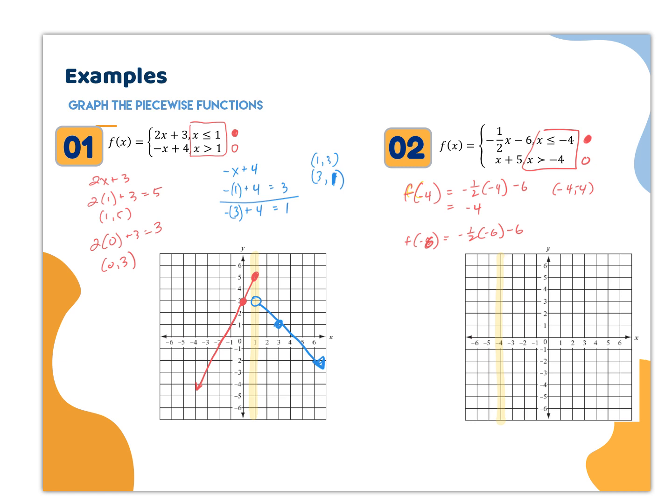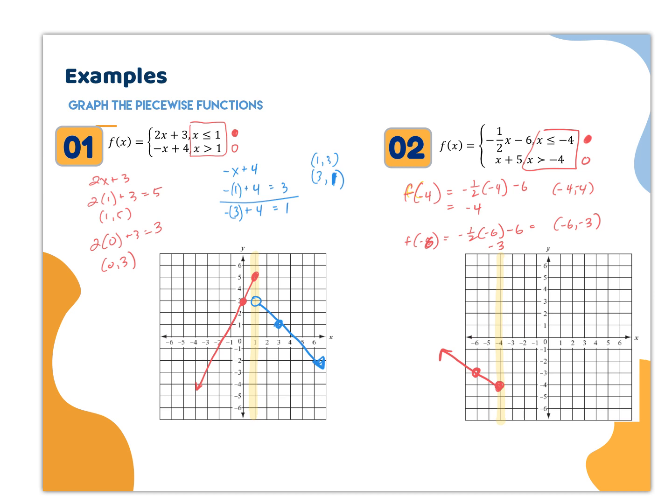Negative a half of negative 6 is going to be positive 3. 3 minus 6 is negative 3. So if x is negative 6, y is negative 3. I'll come over to here, and at negative 4, I have a solid circle. And at negative 6, negative 3, a solid circle, and it goes that way. That's the left side of my graph.